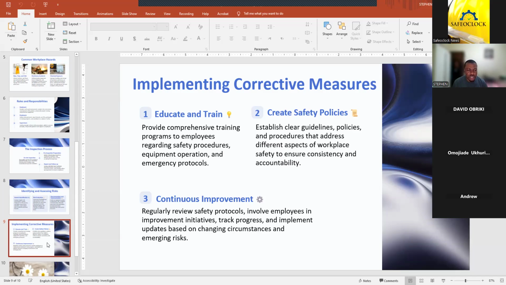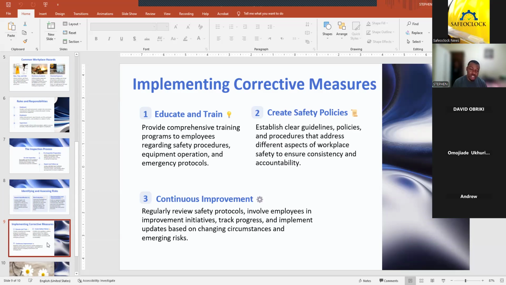It's also important that continuous improvement is adopted, whereby we regularly review all our procedures, like I've said. Involving employees in improvement initiatives is very, very important. Even if you feel they don't know what they are doing, just get them involved. When you get them involved, the culture is changing positively. When you get them involved, you are having their buy-in.